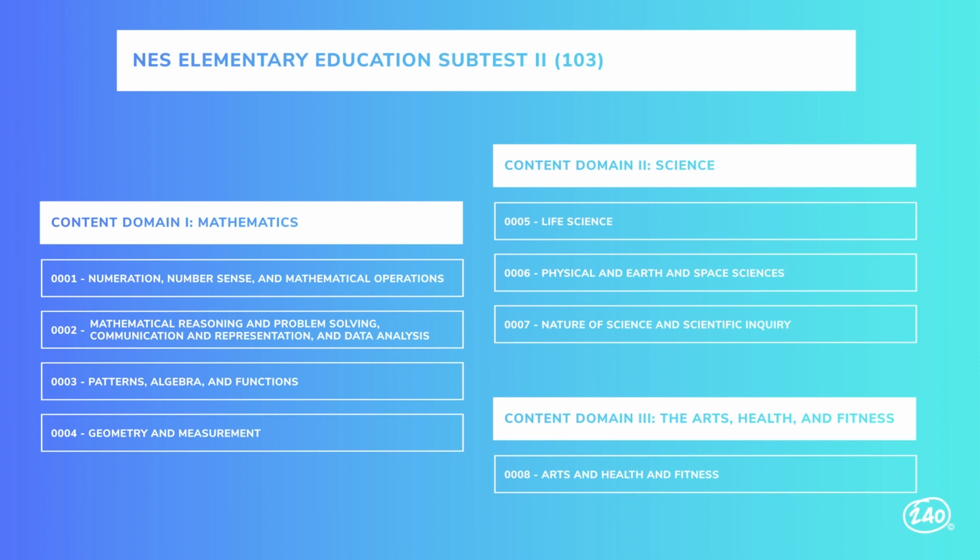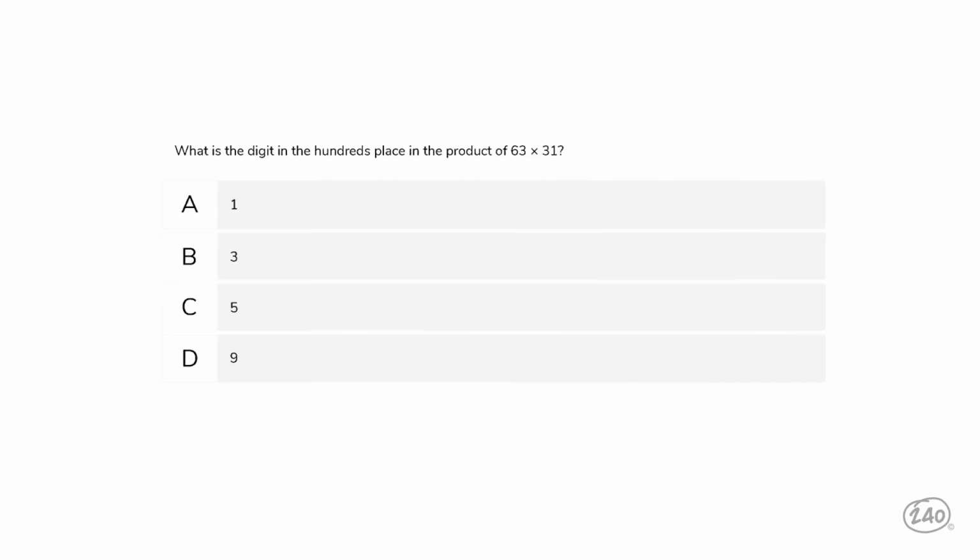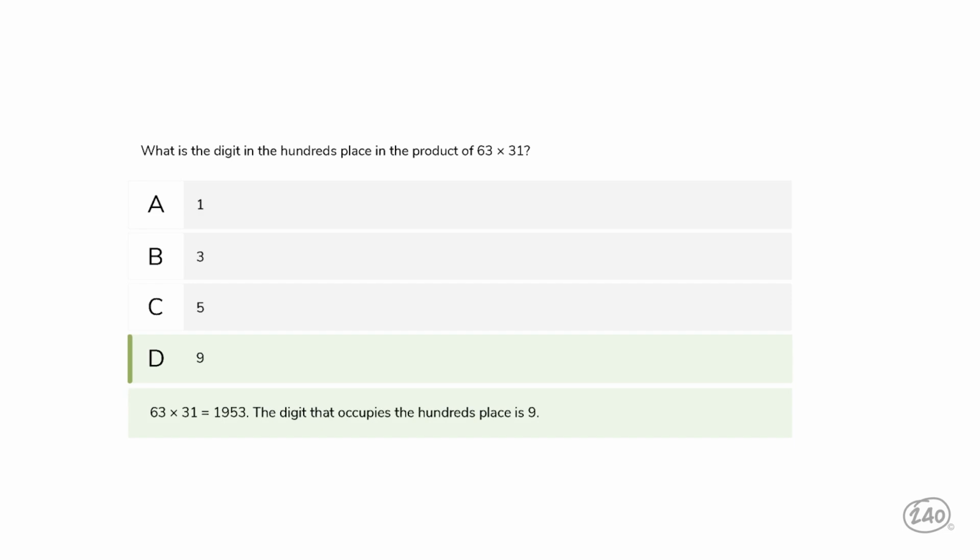Now that was our last competency, and you know what that means. It's question time. Let's start at the beginning with Domain 1 and mathematics. Let's take a look at a question about place value. What is the digit in the hundreds place in the product of 63 times 31? The first step here is to actually do the math. So 63 times 31 equals 1,953. So the answer here is D. The digit that occupies the hundreds place is 9.